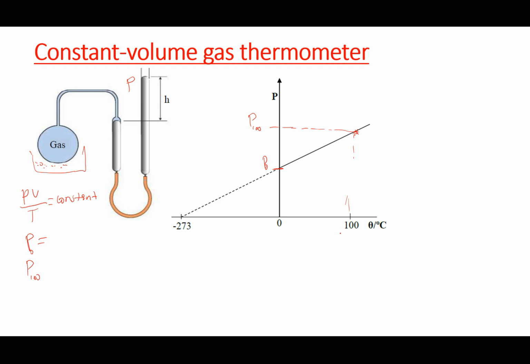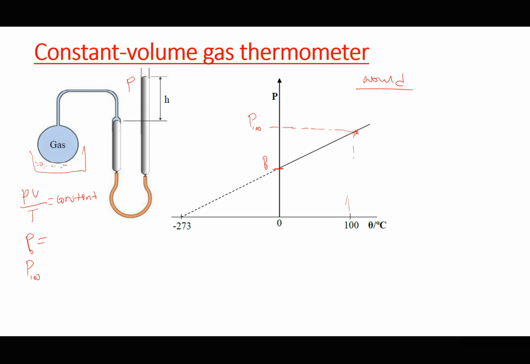If I try to find the temperature at which the pressure of the gas would become 0, I want to use the word would because practically we may not reach there. I will extrapolate this line further downwards. I extrapolate the line backwards.